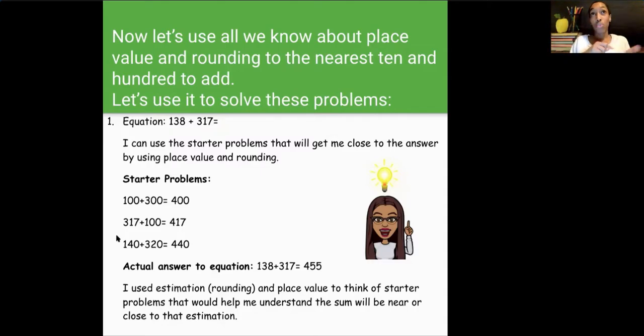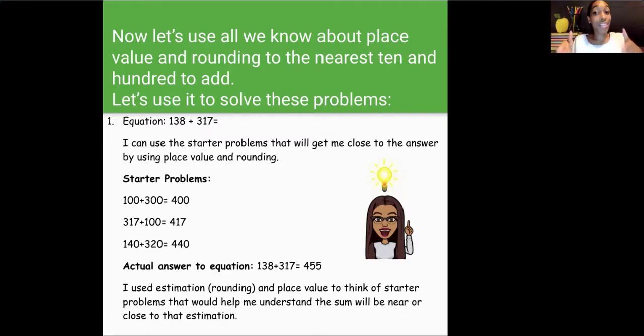Now I could also just do one add-in and say, one add-in rounded to the nearest 100 and add it to the other add-in without doing anything, right? So 317 I'll leave alone, and I'll round 138 to the nearest 100, which will be 100. I can add those together, and it'll give me another number that probably is closer to my actual answer. So 317 plus 100 equals 417. Okay, so that's telling me my number is going to be around that number.